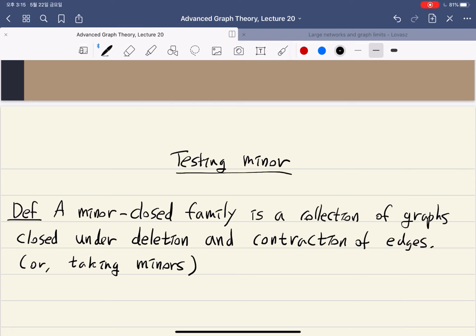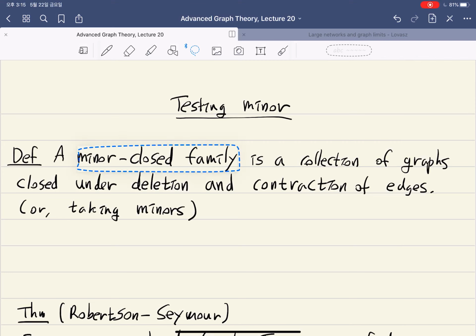This is more general than checking planarity because by Kuratowski's theorem, we know that a graph is planar if and only if it doesn't contain K5 or K3,3 as a minor. So in order to check planarity, you can just check whether the graph contains a K5 minor or a K3,3 minor.